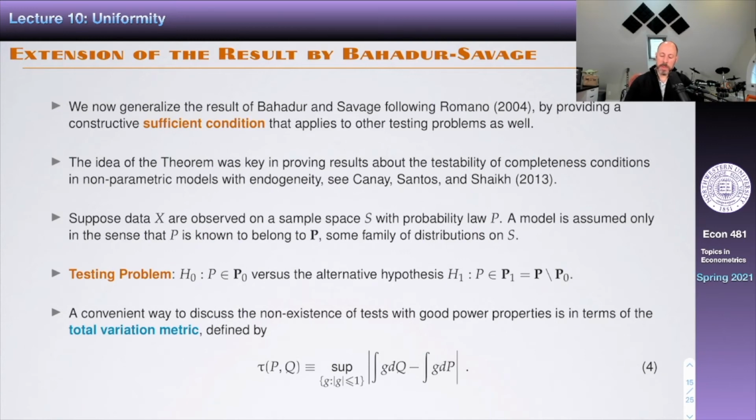And the starting point here is that a convenient way to discuss non-existence of tests with good power properties is the so-called total variation metric, okay? And then here's the total variation metric that we're going to use between two probability measures P and Q. Tau is the supremum over functions g that take values between -1 and 1 of the absolute value of the integral of g with respect to Q minus the integral of g with respect to P.